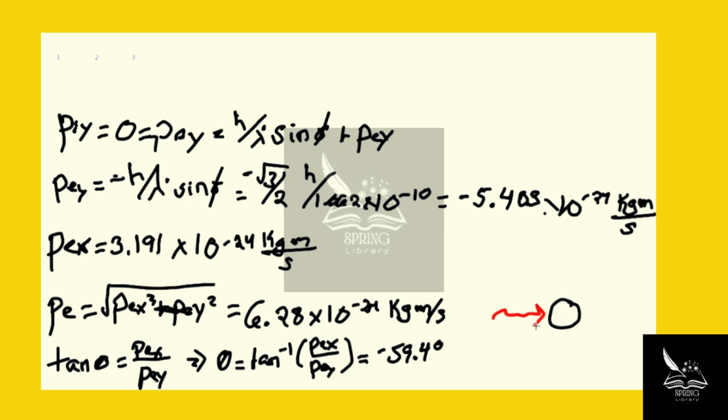So we have the photon coming in and then scattering, and we know this angle was 60 degrees. So the angle of the electron momentum is 59.4, so it's almost back to back with that scattered photon, but slightly lower, so it would be going roughly in that direction.